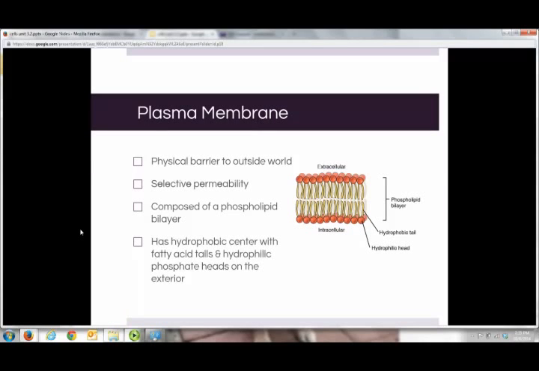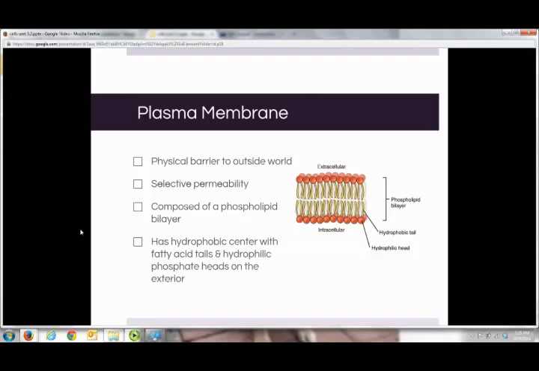The plasma membrane is an organelle that's common to all cells and creates the physical barrier to the outside world. Its unique structure creates selective permeability because it is composed of a phospholipid bilayer. What this means is you're going to have a phospholipid molecule that has a phosphate head, represented in the picture by the spheres, attached to two fatty acid tails that hang down.